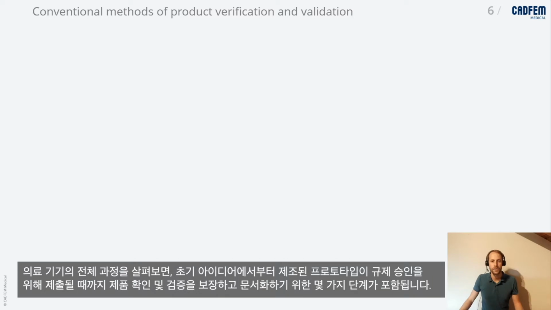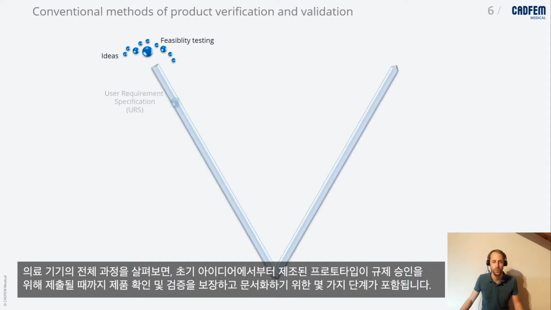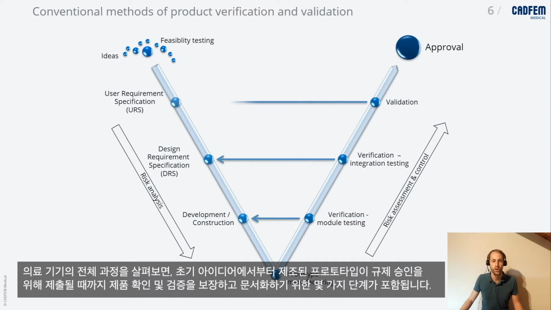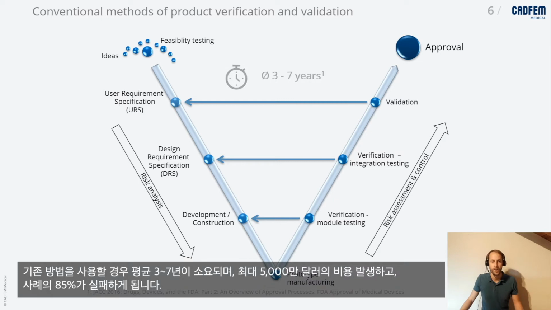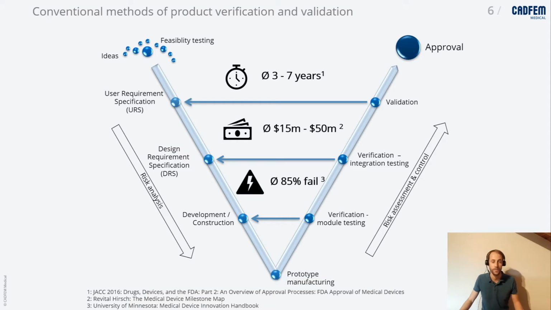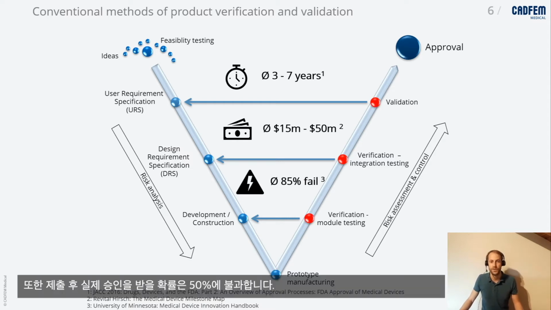So when we are looking into this journey of a medical device, from its first idea to a manufactured prototype until the submission for approval, there are several steps involved to ensure and document product verification and validation. When using conventional methods, this usually results in a 3 to 7 years process on average, which costs up to $50 million and where 85% of the cases fail. Also, there's only a 50% chance of receiving actual approval after submission.